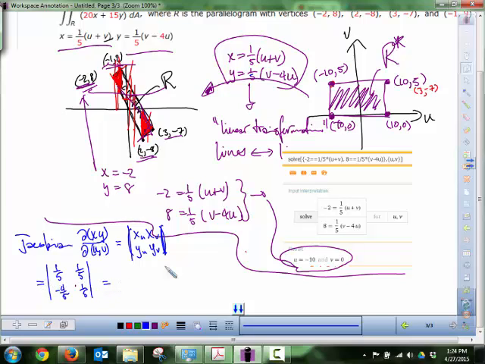And the determinant is multiply the diagonals and then minus the product of the wings. So 1/5 and 1/5, 1 over 25, minus, and then negative 4/5 times 1/5. So it's negative 4 over 25, so there's a minus in between, so that makes it a plus. That looks like 5 over 25. So this is your Jacobian. It's turned out to be constant.